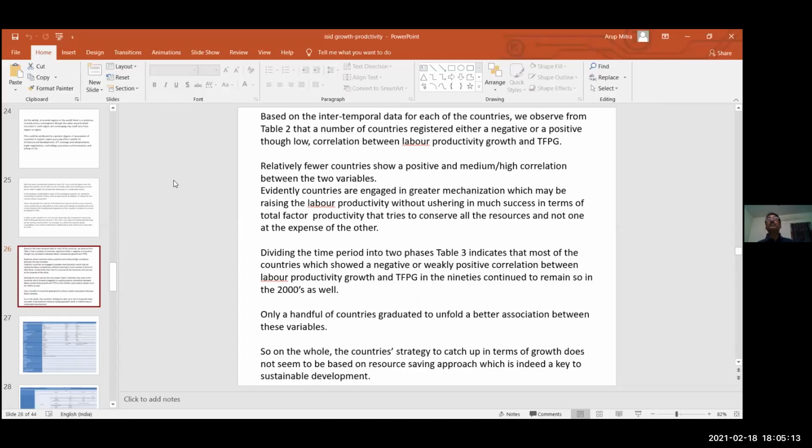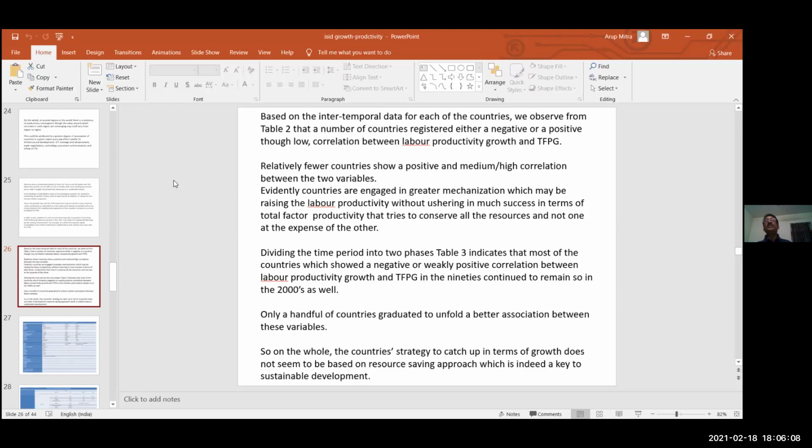Based on the intertemporal data for each of the countries, we observe that a number of countries registered either a negative or a positive, though low, correlation between labor productivity growth and TFPG. So the evidence doesn't support that both these indicators are moving in the same direction. Relatively fewer countries show a positive and medium or high correlation between the two variables. Evidently, countries are engaged in greater mechanization, which may be raising labor productivity without ushering in much success in terms of total factor productivity growth. So you are able to identify a number of countries where labor productivity growth has taken place very significantly at a rapid pace, but total factor productivity growth has been very sluggish, negative, or very moderate. So there is a lot of divergence.